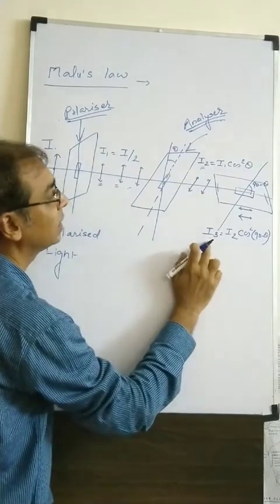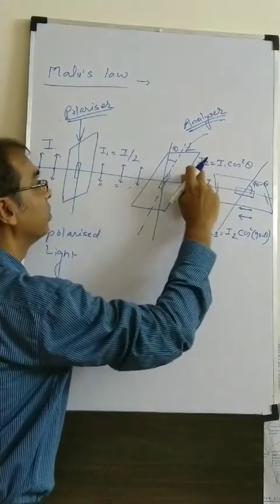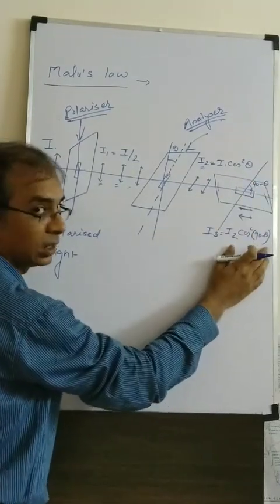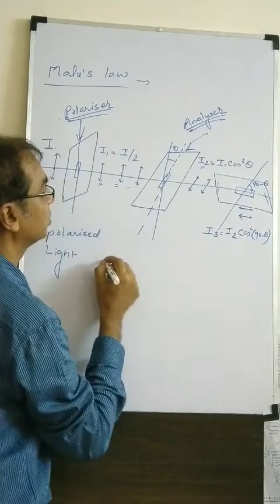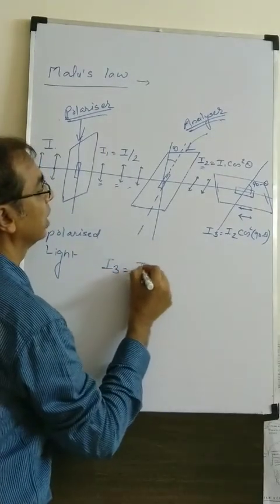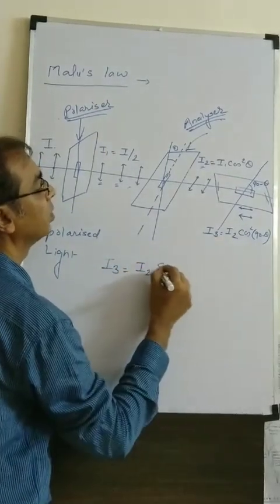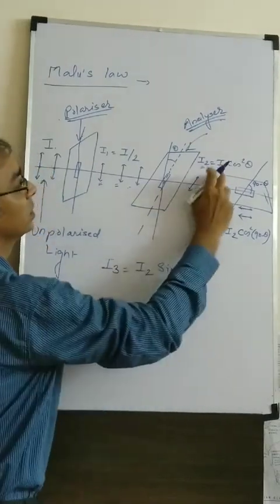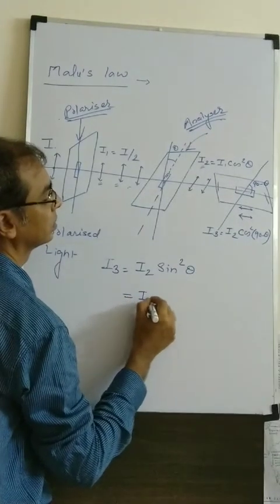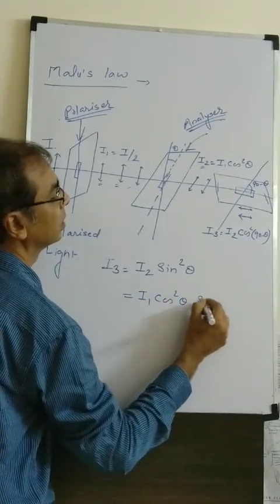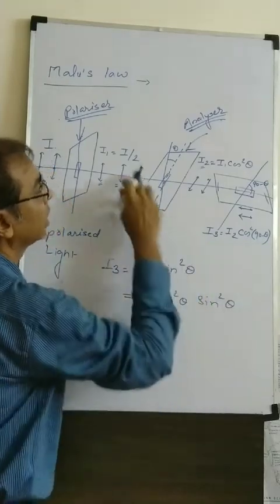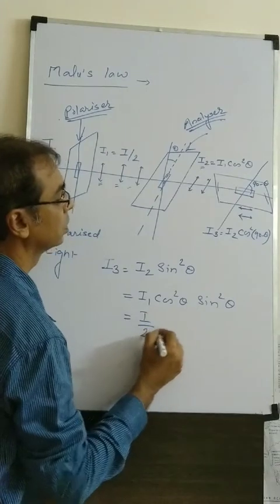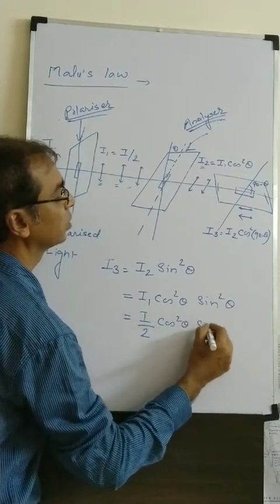So then what is the intensity coming out? The intensity here is the previous intensity into cos square of the angle, which is 90 minus theta. So what is this I3? Let's check. I3 is I2 cos square (90 minus theta), which means sin square theta. I2 is I1 cos square theta, so I3 is I1 cos square theta sin square theta. Now I1 is actually I by 2, so I3 is I by 2 cos square theta sin square theta.